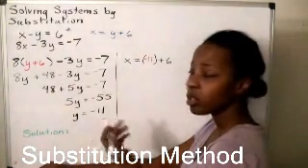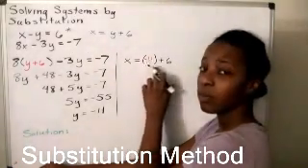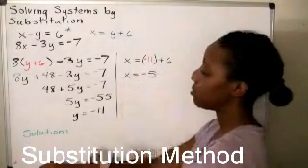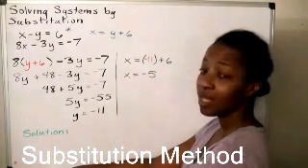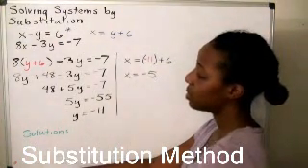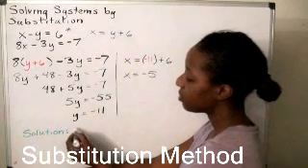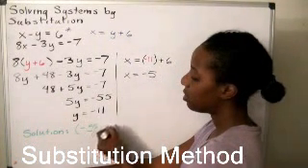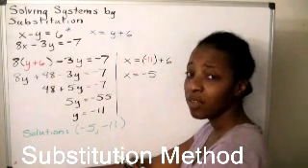So now, let's do a little math. What's negative 11 plus 6? x equals negative 5. So that means our solution is negative 5, comma, negative 11.